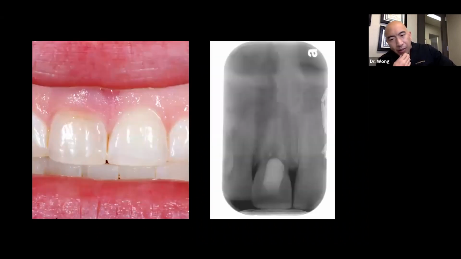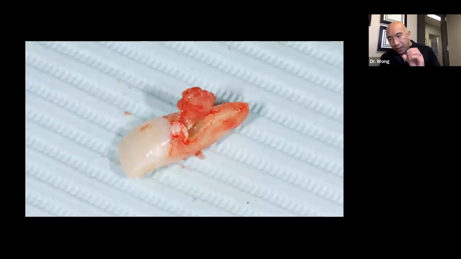So here's an example of how this works. We've got tooth number 8 here. It's hopeless. We're going to take out number 8, and you can see where that fenestration was. That's where that granulomatous tissue was sticking out through that external resorption defect.